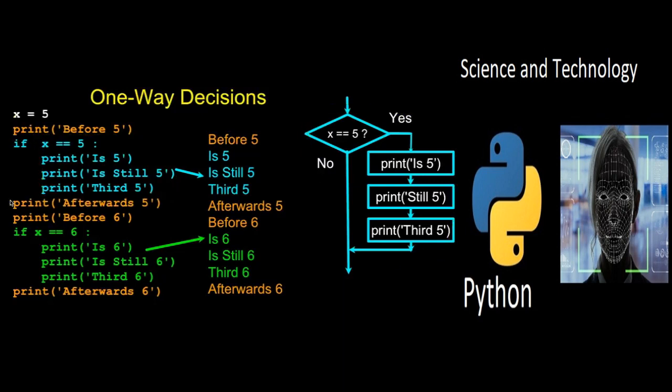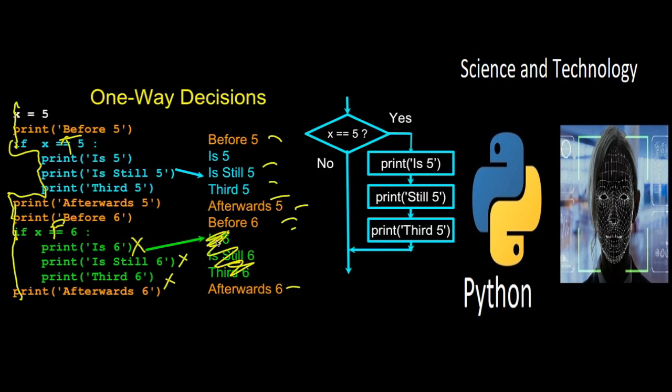So the way this is going to execute, x is 5, we print before 5, is x equal 5, that's the question, and that's true. So it's going to run all these, and then come back, and then continue on in the de-indent, so all this stuff is running. And then it says x equals 6, well that was false, so that skips all of them. So none of these lines of code run, and it says afterward 6. Those don't run right there, because x is not equal 6.